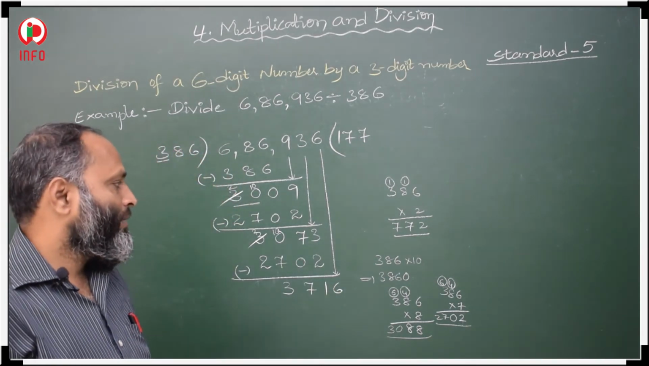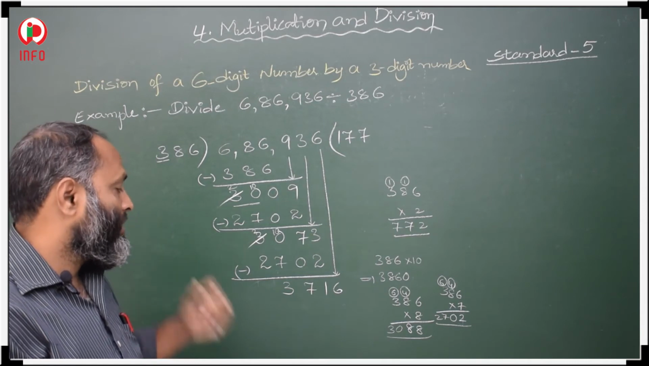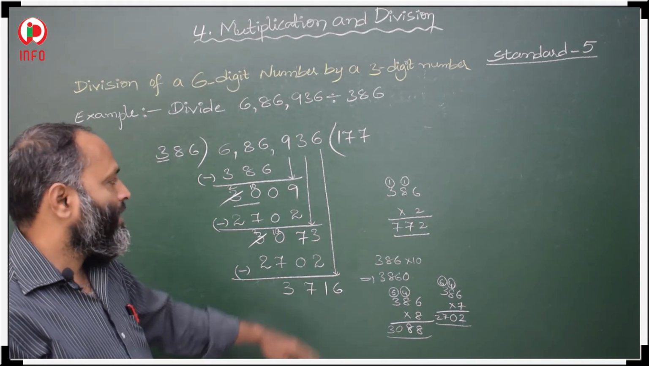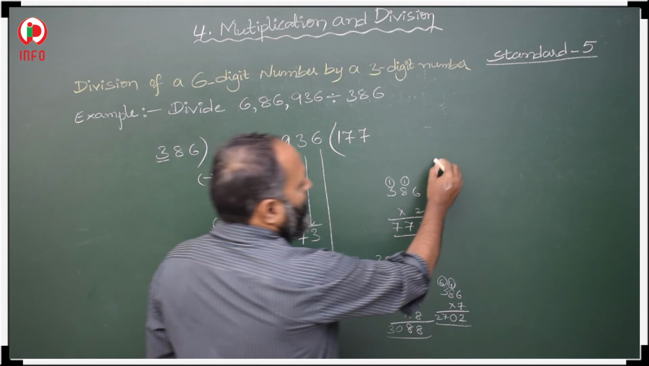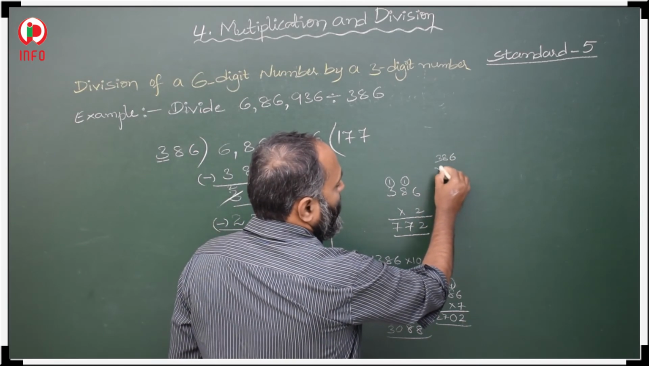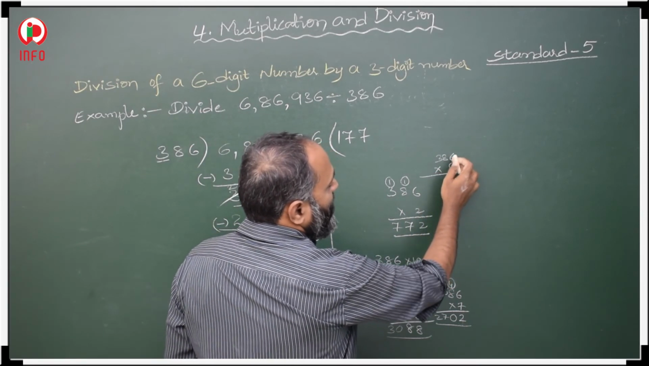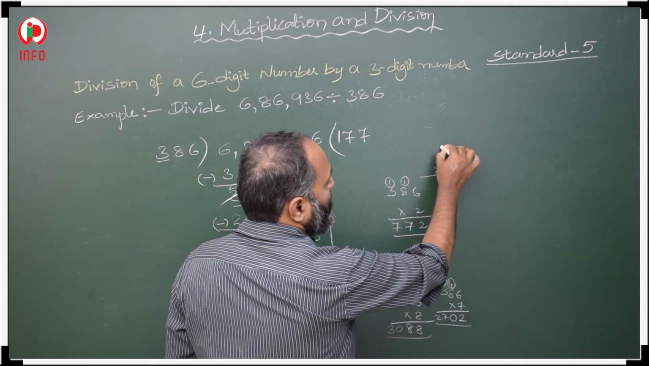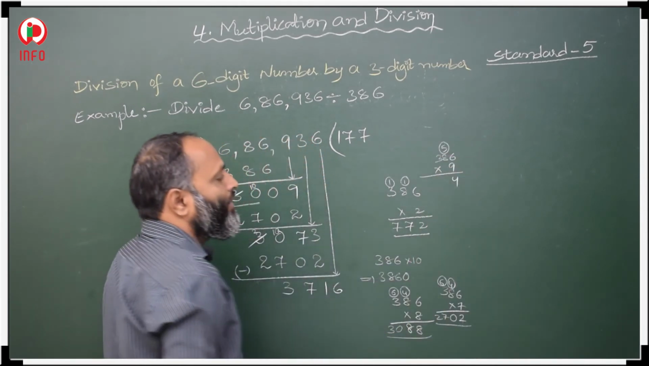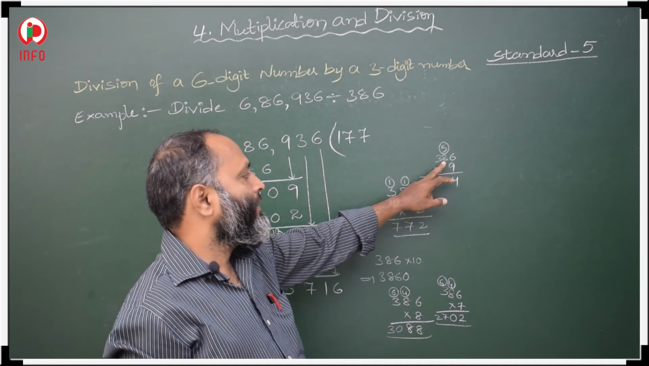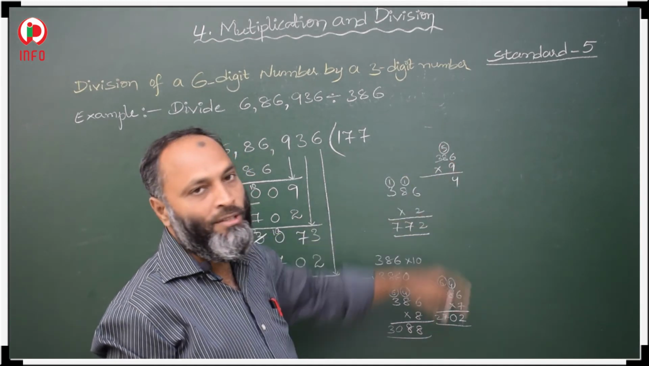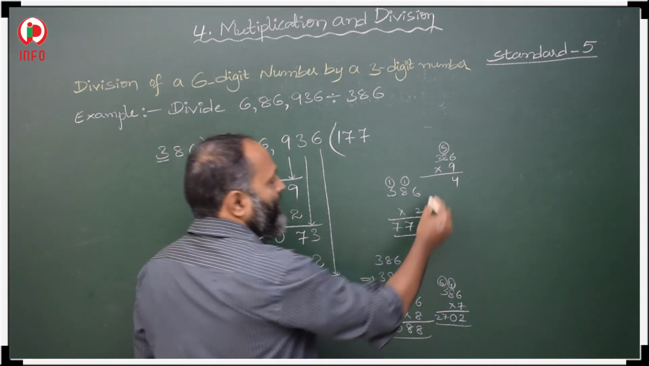Again copy the next number, that is 3716. So here 3716 means 386. 9s you have to check. 9 6s are 54, 5. 9 8s are 72, 72 plus 5, 77.